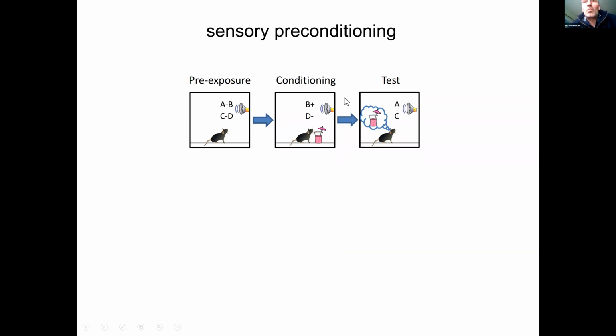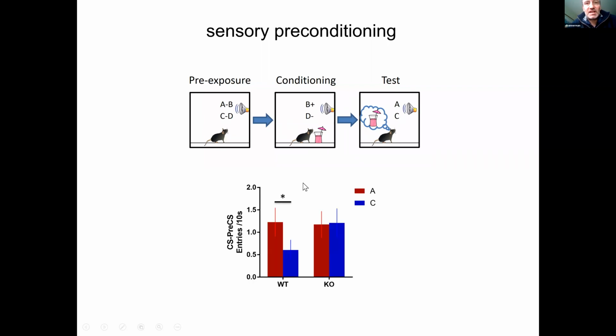And of course, what we would expect is that a normal animal will respond much more to A than it does to C. And that's exactly what we found. The wild types responded much more to A than to C. But interestingly, now the knockouts don't show any preference for A over C. And importantly, they respond to C exactly the same way they respond to A. So they respond to C as if they're expecting a reward in the same way that they respond to A. And so one possibility is that this increased likelihood or propensity to form associations means that they now start to form associations across the pairs of stimuli as well as within the pairs.